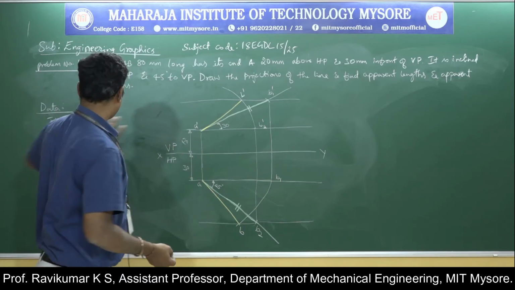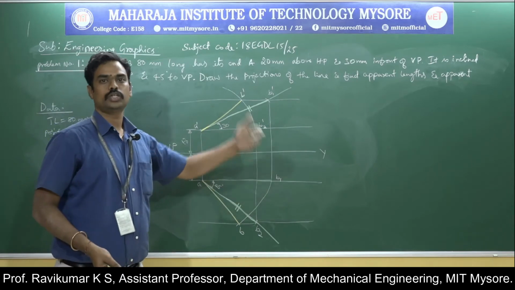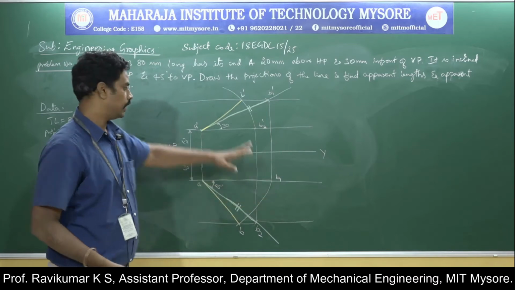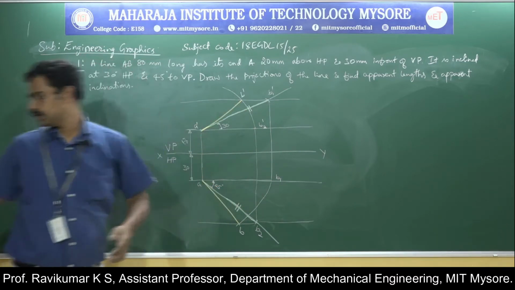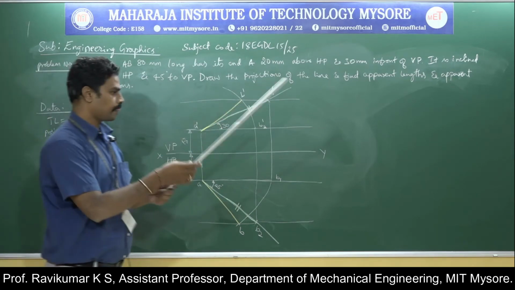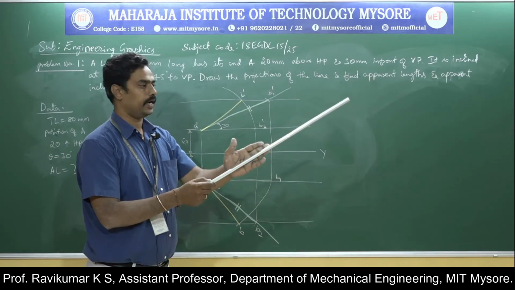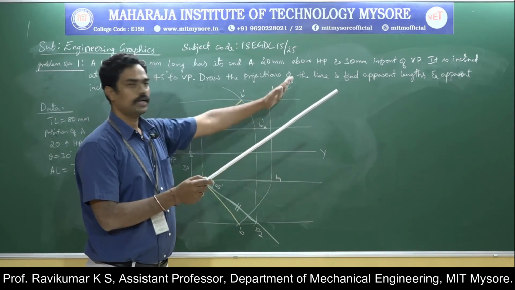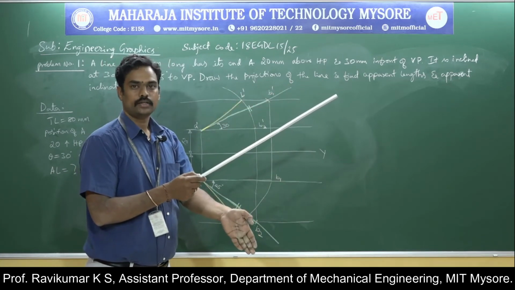So all the cases will be reduced to a combination of the fourth case and the fifth case. From the combination of the fourth and fifth cases, by just constructing the rotation or taking off the inclination, something like this. In this condition it is inclined to HP and parallel to VP. You will get an inclined line in the front view, and in the top view you will get the straight line.